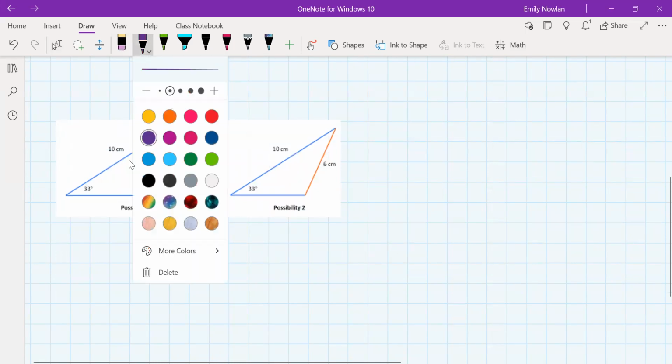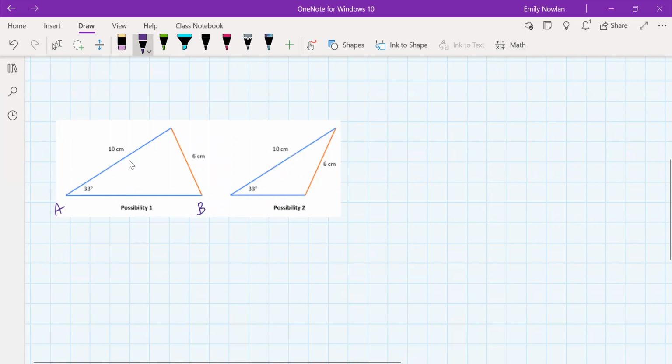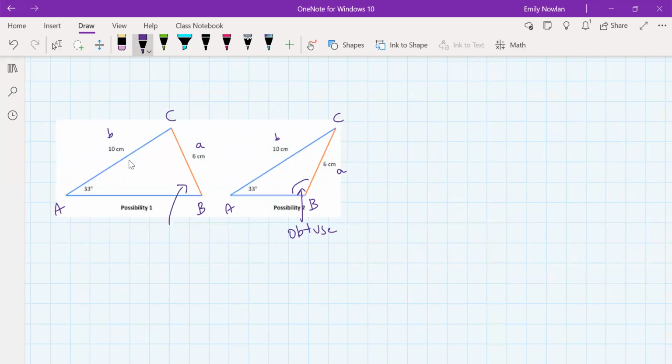So we have angle A, angle B, angle C. So that's side B, that's side A. Or we could have had angle A, angle B, that would be C, that's side B, and that's side A. In this case, that angle would be obtuse. In this case, that angle would be acute. And they're both possible with that information.